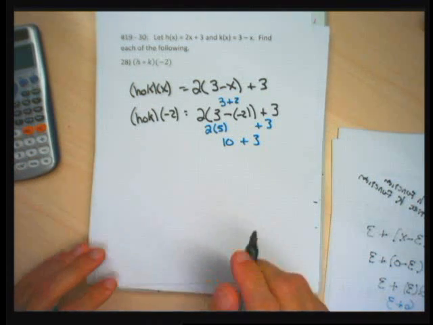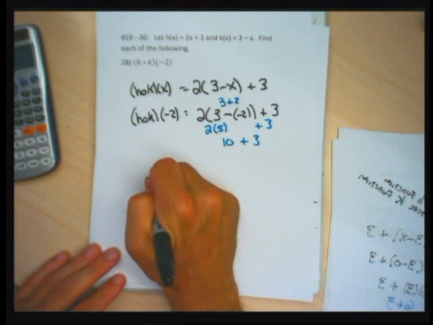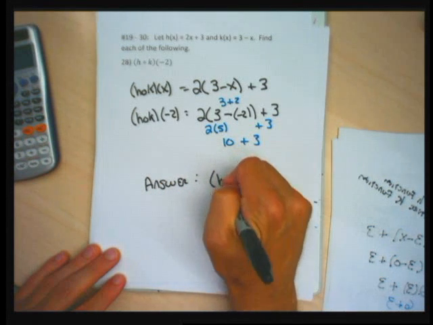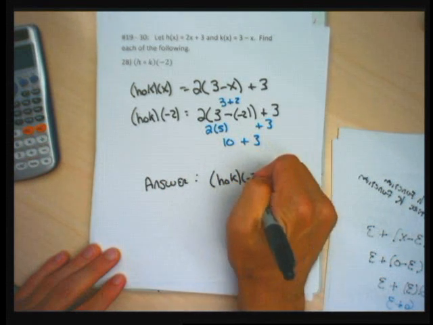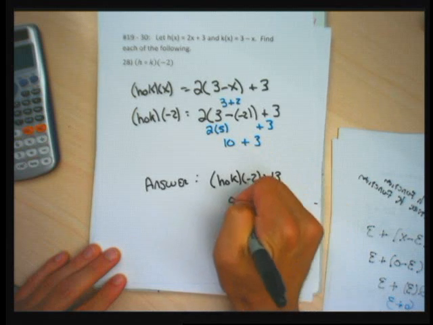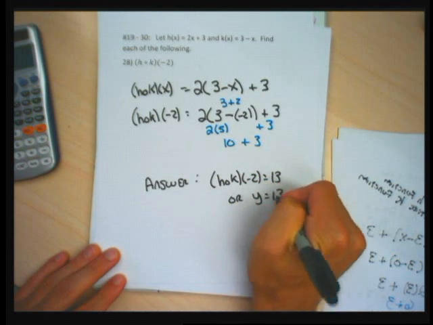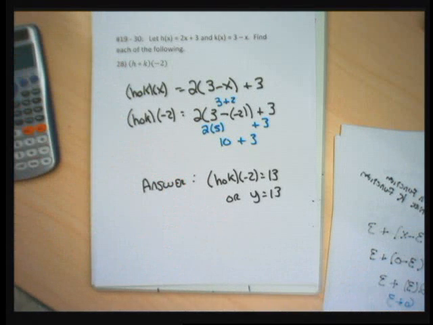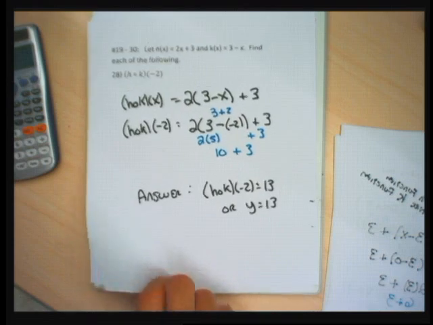So for my answer, I can write the problem next to the numerical answer, h composed with k of negative 2 equals 13, or I can say y equals 13. It'd be wrong to say x equals 13. It'd be correct to say x equals negative 2 and y equals 13, but it's not x equals 13.